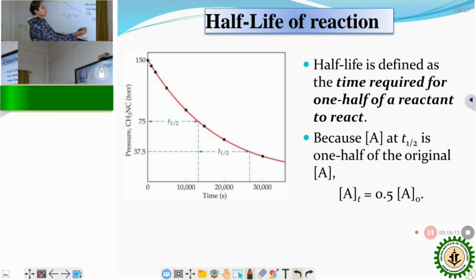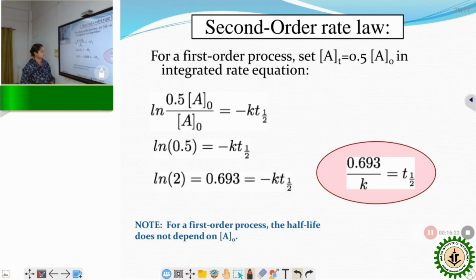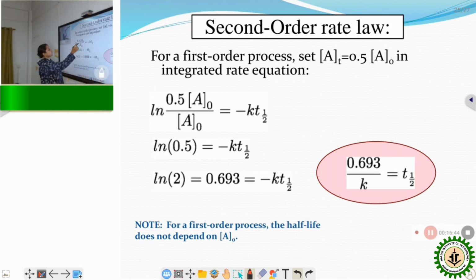molecule. Therefore, at T-half we can see that the concentration At will be equal to 0.5 into A0, where A0 is the initial concentration of the reactant molecule. So in the first order reaction, if we place the values 0.5 into A0 divided by A0, it becomes minus k into T-half, and then we can get the final expression, that means 0.693 by k will be equal to T-half.